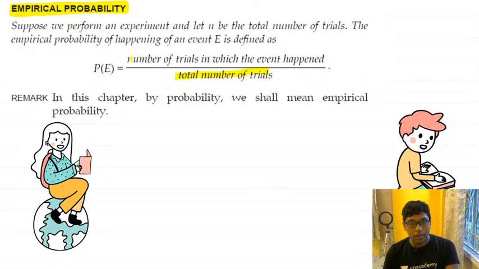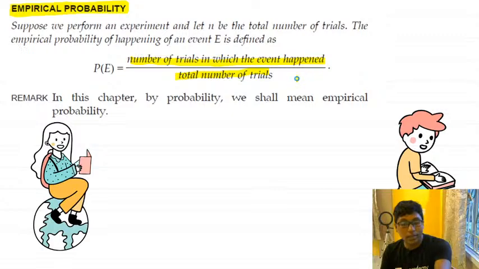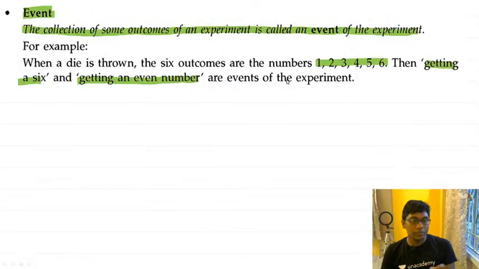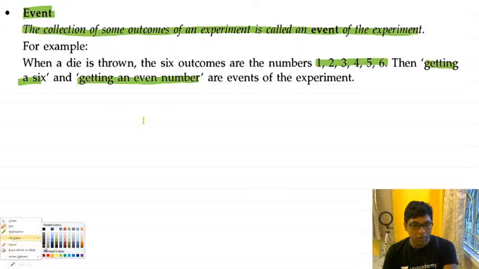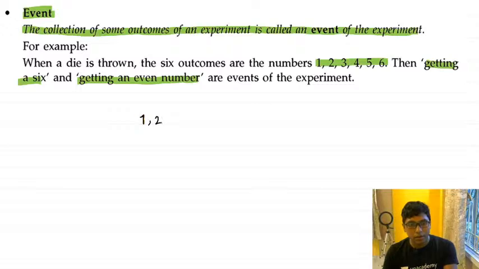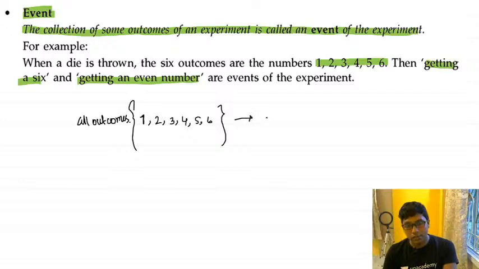Sumit Sukla has a question, what do we mean by the event? Event means a collection of some outcomes of an experiment. Say you are throwing a die. You will have how many outcomes? 1, 2, 3, 4, 5, 6, right? These are all the outcomes. This is known as the sample set or sample space. Sample space is the collection of all outcomes.